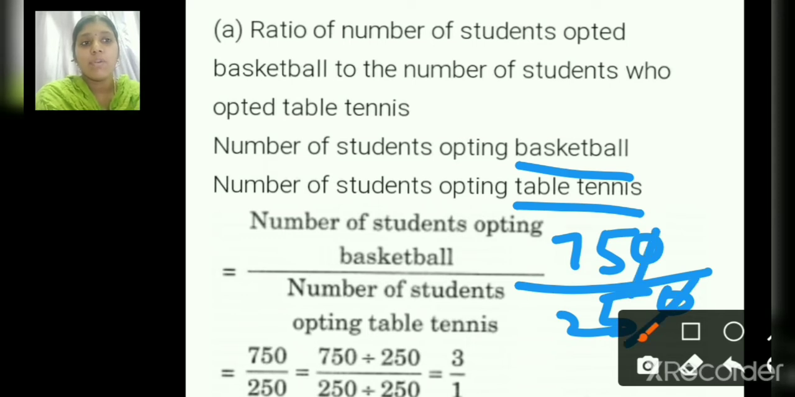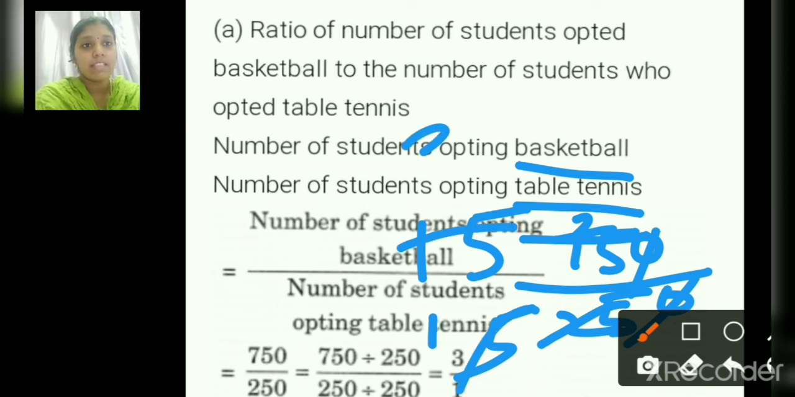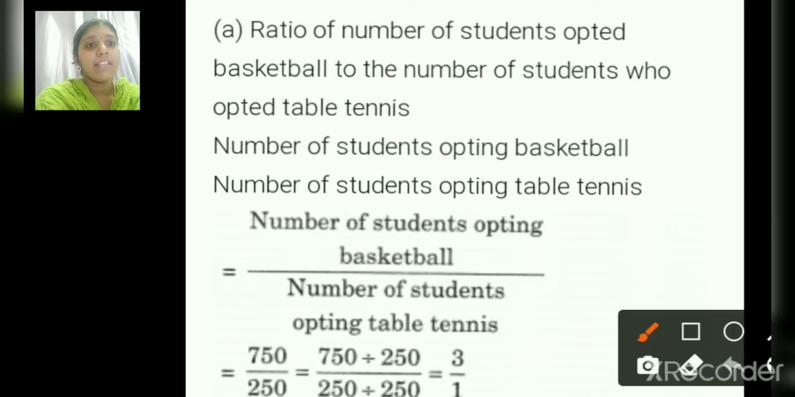So 0 and 0 we can cancel. Now 75 and 25, both are divisible by the 5 table. 5 5s are 25, and for 75, 5 1s are 5, 7 minus 5 is 2, so 2 is remaining and carried forward here. Now this number is 25, so 5 5s are 25. Now 15 and 5 can be cancelled in the 5 table: 5 1s are 5, 5 3s are 15. Now we have 3 divided by 1, so we can write it as the ratio 3:1.